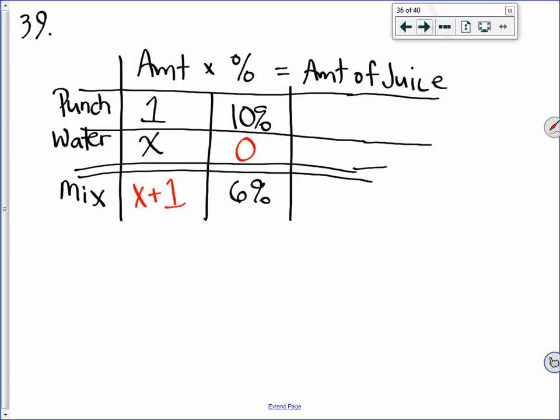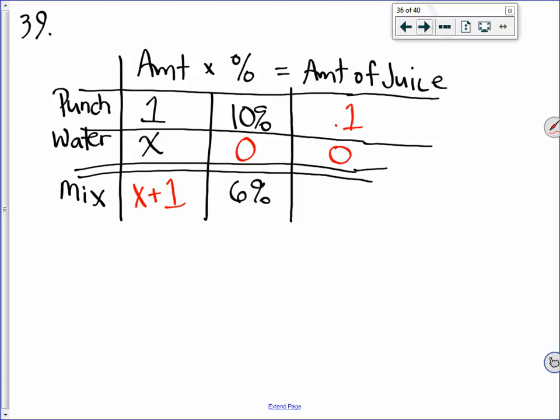So this is where you have to really think, because they don't give you the percent. Okay, it's the opposite of pure antifreeze. Pure antifreeze was 100% antifreeze. Water is 0% juice, which makes sense, but it's hard for us to write that 0 down. Okay, so multiplying across, this is 1 times 0.1. So this is 0.1 gallons of juice. Water has 0 gallons of juice.